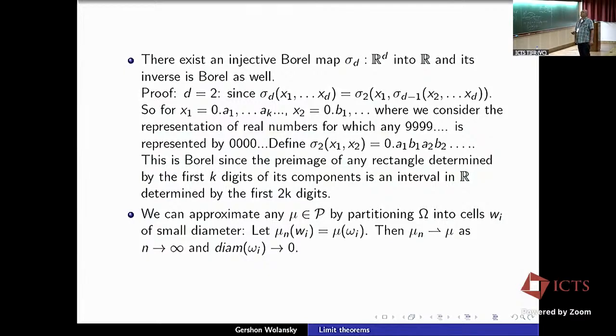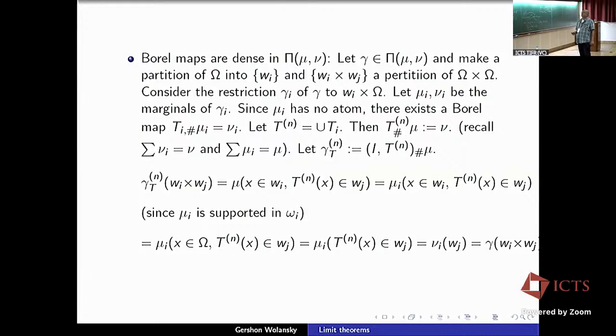Okay. Now the last step. We show that the set of Borel maps is dense in pi of mu, nu. That's what we actually have to show, right? Because this will give us the equality of the infimum of both Borel and Kantorovich, right?